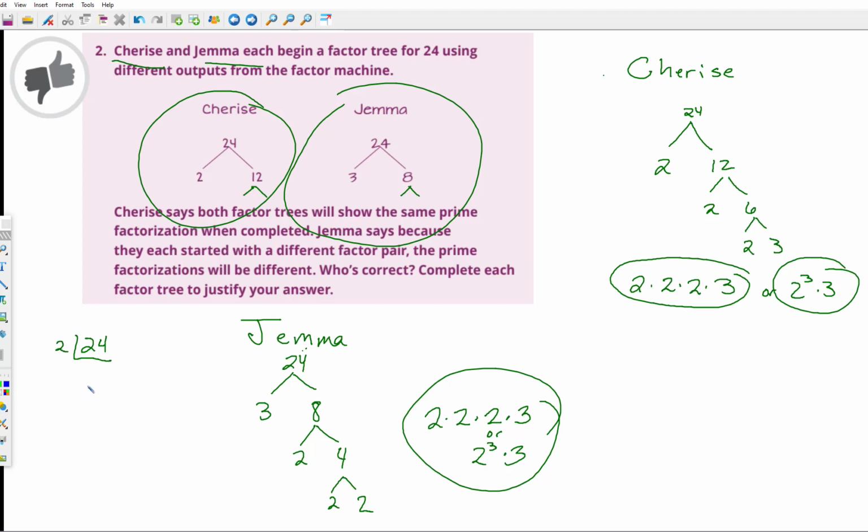2 gives me 12. What's a prime number that can divide into 12? 2 gives me 6. Prime number. 2 gives me 3. And so that's my way of doing it. I don't really care what method you use to find your factorization. Just find it.